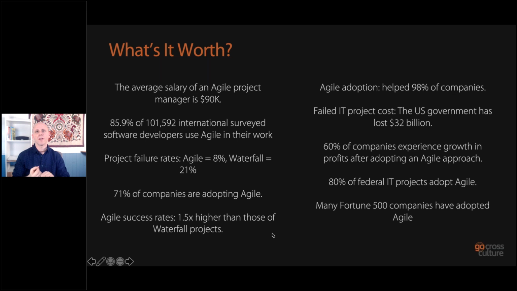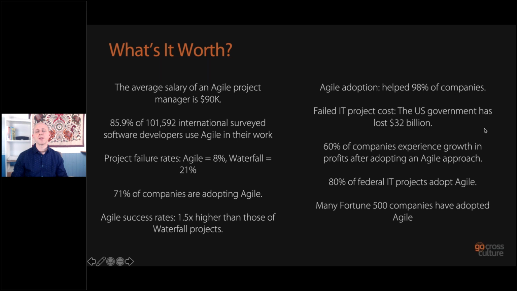A lot of software developers use Agile. The project failure rates are much less. Many companies are adopting Agile across the world. Generally, Agile projects are more successful. They're saying 1.5 times higher than those of waterfall projects. And it's helped 98% of companies.